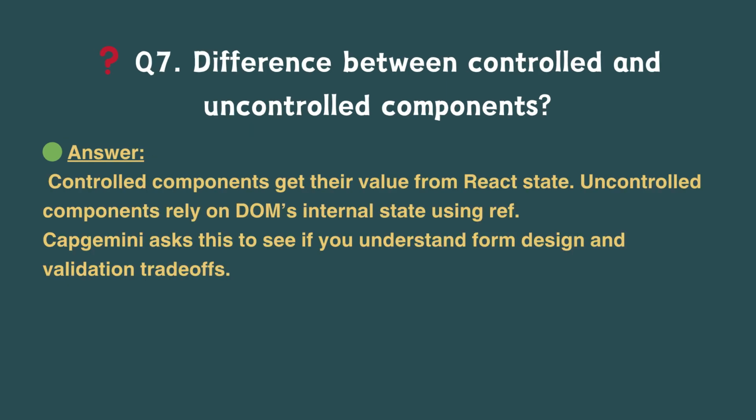Next question is the difference between controlled and uncontrolled components. The answer is controlled components get their values from React state. Uncontrolled components rely on the DOM's internal state using a ref. Capgemini asked this to see if you understand form design and validation trade-offs.